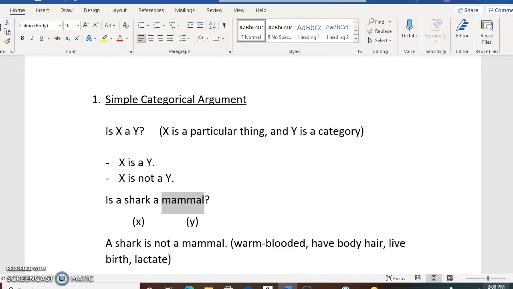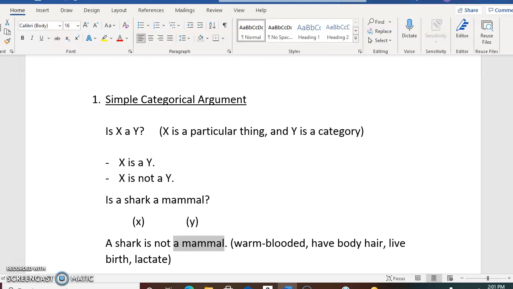And you're right. But the reason that a shark is not a mammal is because we already have an existing definition of our Y term. Our Y term is mammal, and there's already a definition of mammal that we probably can all agree on. That's important, so make a note of that. In a simple categorical argument, we all agree on how the Y term should be defined.